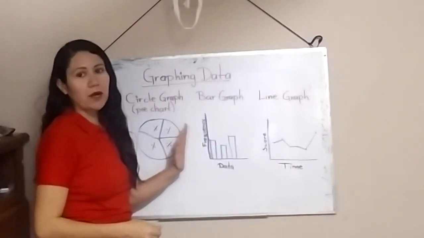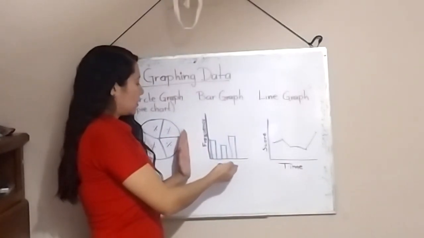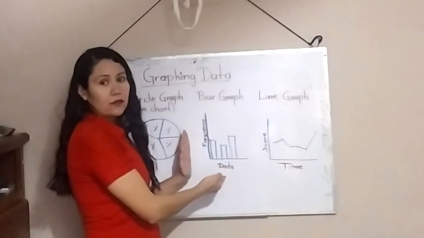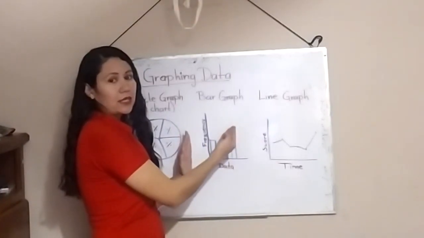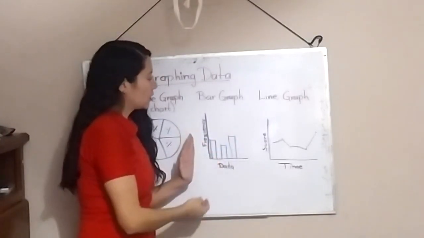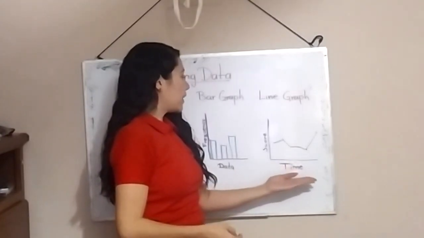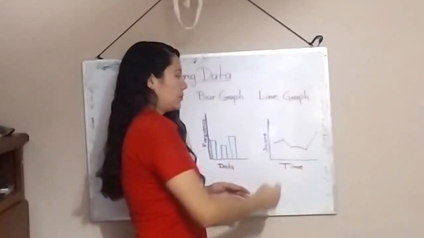Then we have the bar graph. The bar graph helps us to see the frequency of our data, and it is represented in bars. In the line graph, we have changes over time.